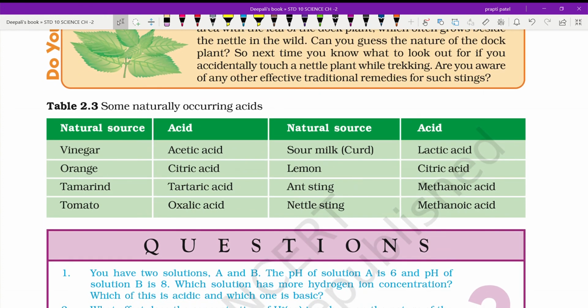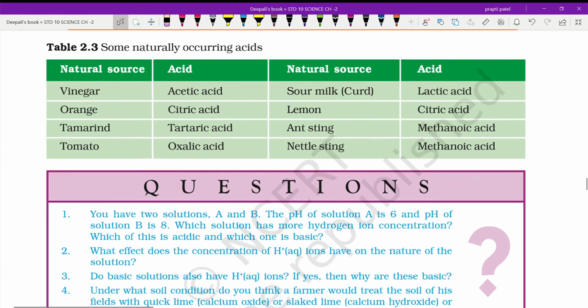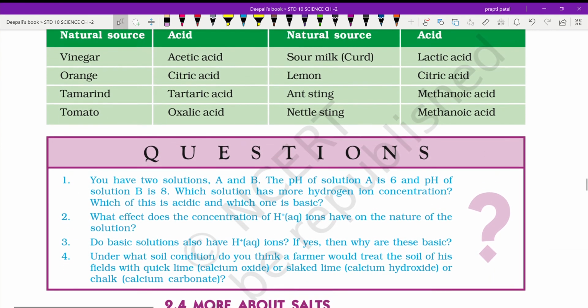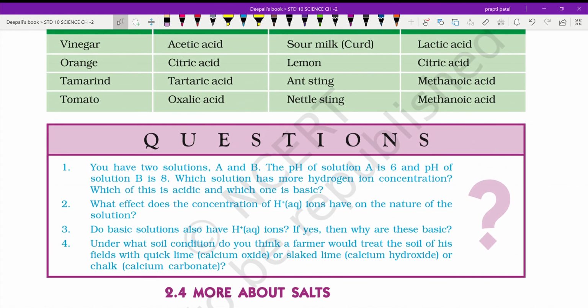Now, here is a list of various natural sources of acids. Vinegar gives us acetic acid, orange, citric acid, tamarind, tartaric acid, tomato, oxalic acid. Sour milk, that is curd, has lactic acid, lemon, citric acid, and ant sting, methanoic acid, nettle sting, methanoic acid. So these are the various ways in which the pH scale helps in day to day life. Next, we are going to understand more about salts.